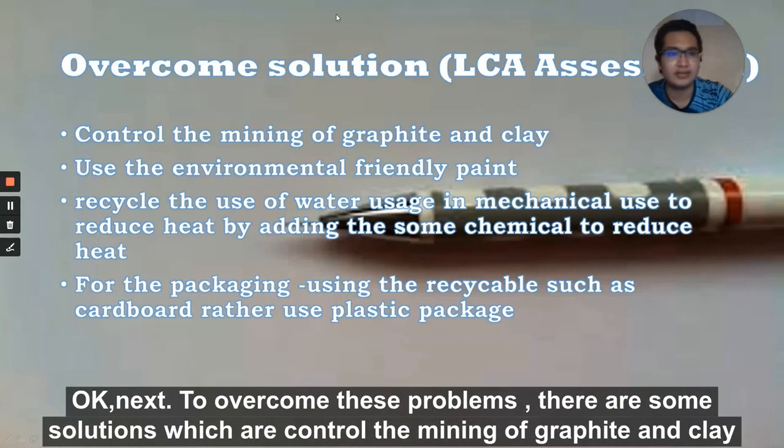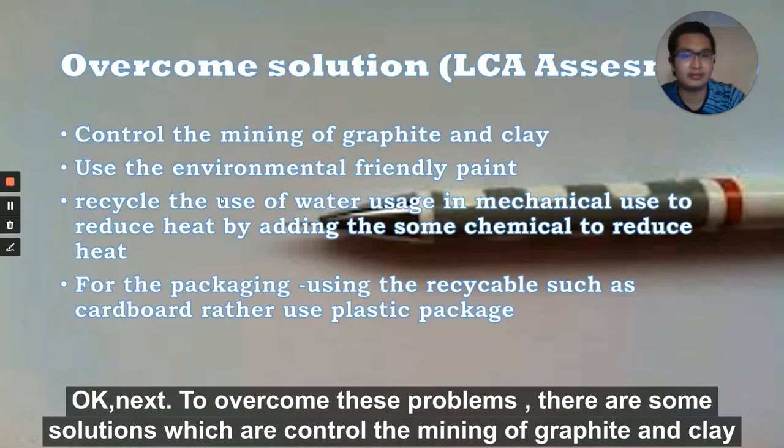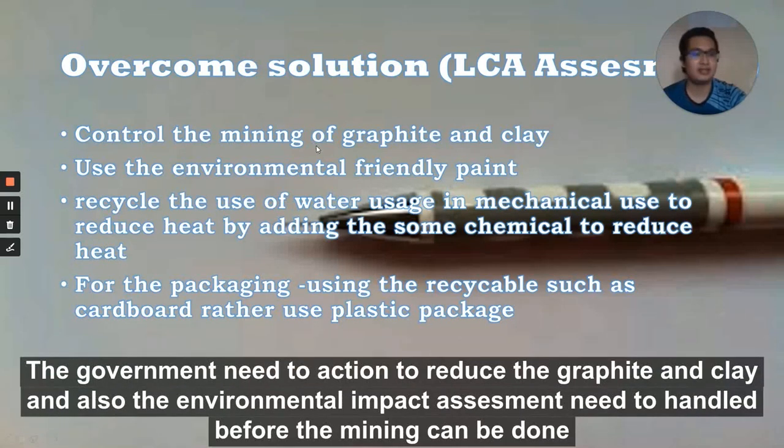Okay, to overcome this problem, there are some solutions, which are to control the mining of graphite and clay. The government needs to take action to reduce the mining of graphite and clay, and also an environmental impact assessment needs to be handled before the mining can be done.